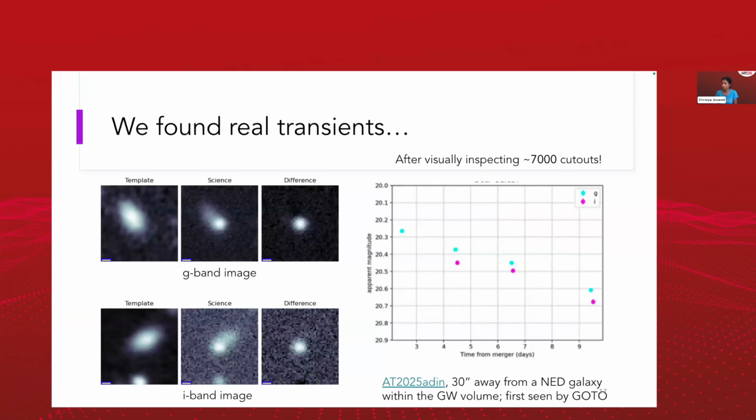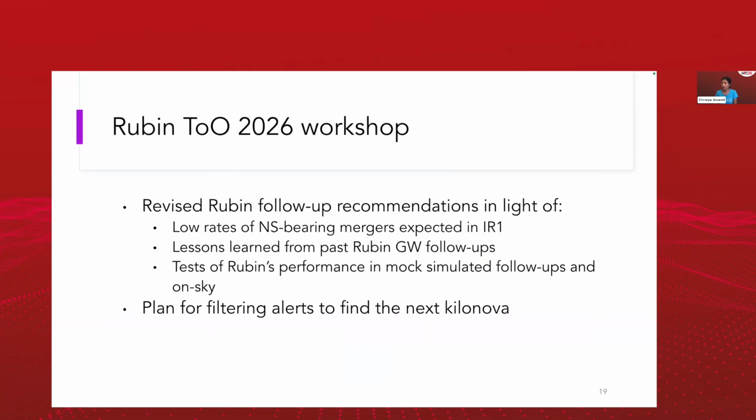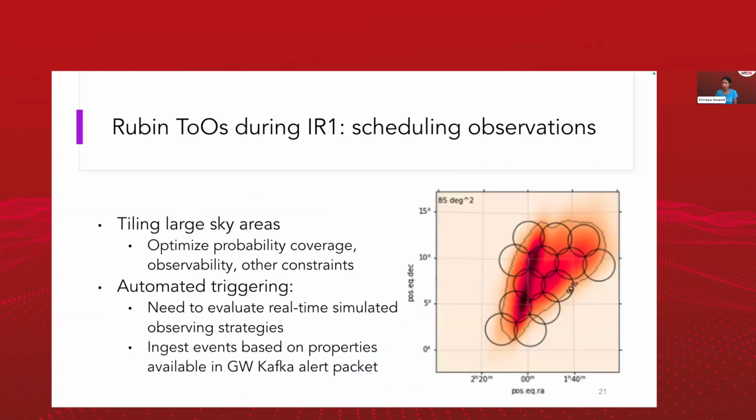Sorry. So I just want to say we were able to find some real candidates in our data. As shown here, this is actually a candidate that was first reported by GOTO. And you can see the successful difference imaging of this candidate. So I'll skip over a few slides here, but I wanted to leave you with some of the challenges that we anticipate during future follow-ups with IR1.